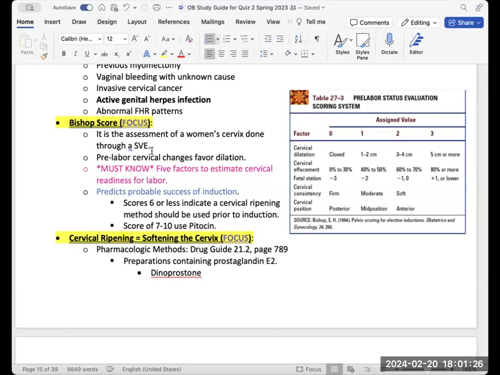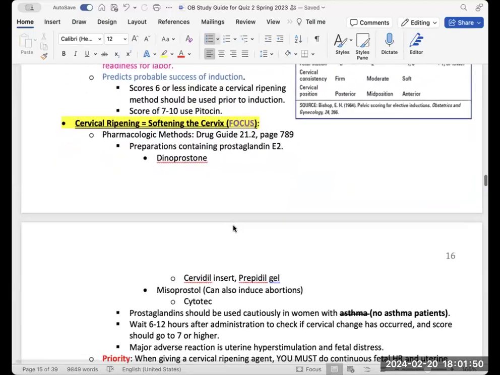So a score of 6 or less indicates a cervical ripening method should be used over induction, and we'll talk about cervical ripening. Whereas a score of 7 to 10 means use Pitocin, which is going to stimulate contractions, and it's going to help the baby come out. So a score of 7 to 10, use Pitocin. That means we're going to do induction. If it's a score of 6 or less, we're not going to induce them, but we'll do cervical ripening.